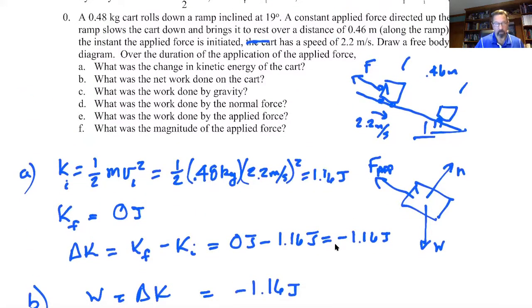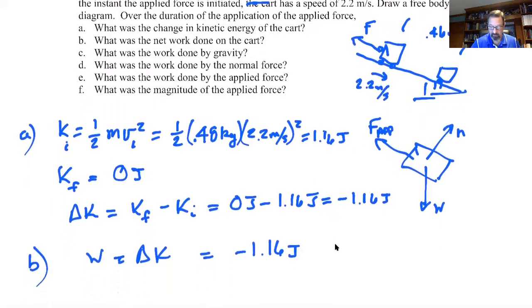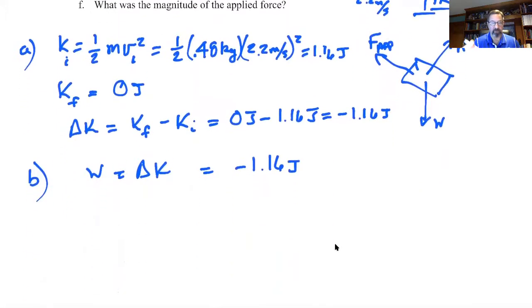Okay. But whoever's pulling also has to think about, well, what's the work done by each of the forces here? Okay. Because we haven't really identified the work being done by the thing pulling the cart up the inclined plane. We've got to look at all the forces in my free body diagram and figure out what the work is by each and every one of them. They must add up to be minus 1.16 joules. And so I guess the next question, what was the next question?